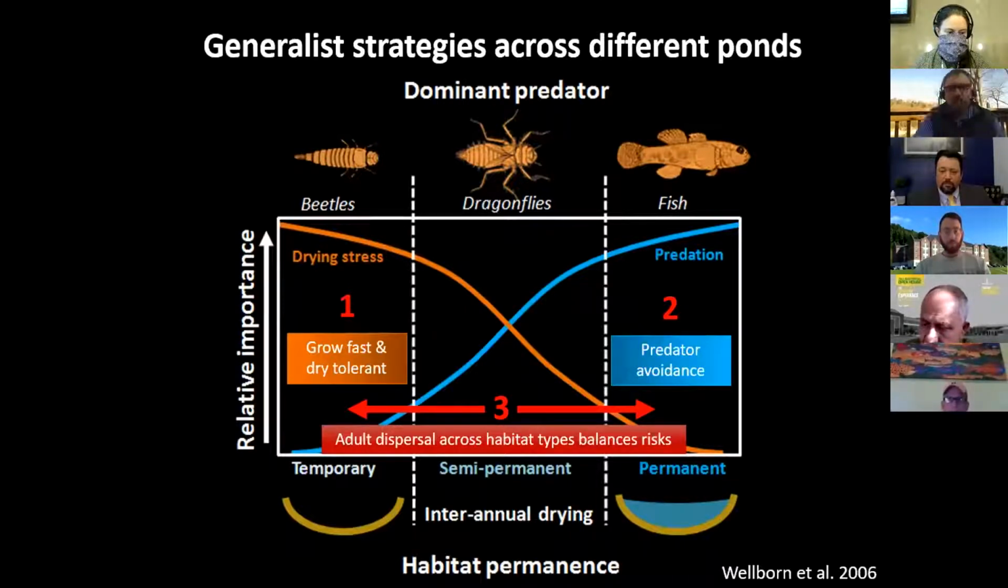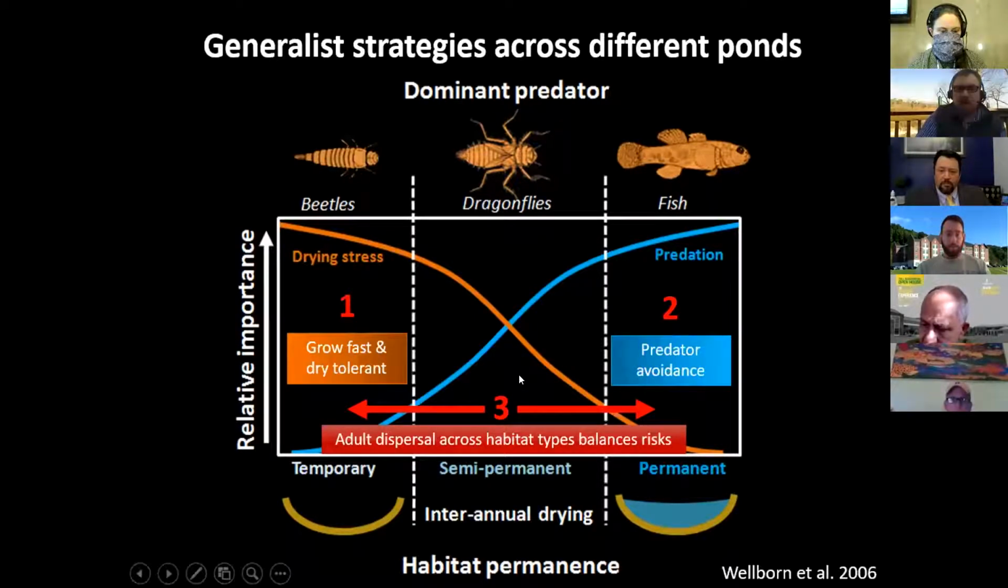But it also seemed really important that these organisms might be exchanging individuals across this whole gradient. And so this is what allows them to be a generalist in habitats that are temporary, or to replace individuals that might have been lost due to heavy predation by fish.